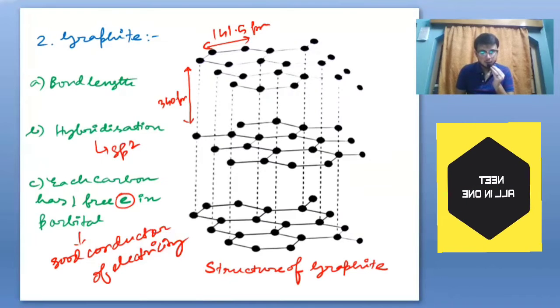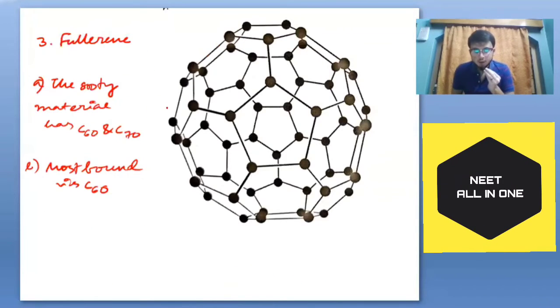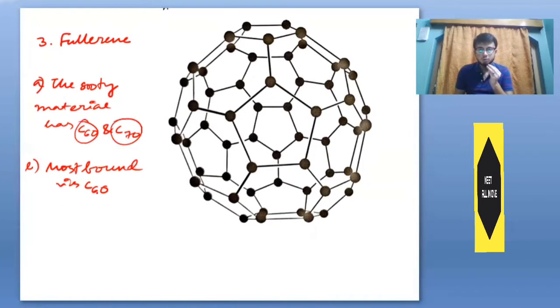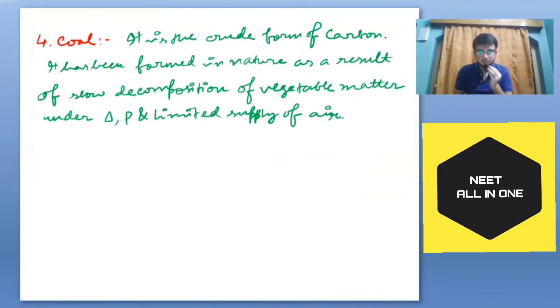Okay, now let us move on to the next, that is fullerene. So this fullerene is not that important, but I am just telling you that the sooty material has C60 and C70, two forms, but the most commonly found form is C60.